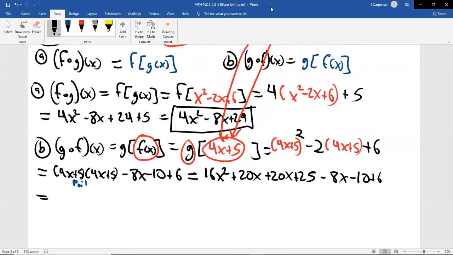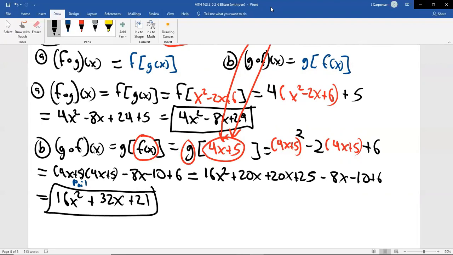That does say FOIL, not fail. So 16x squared. 20x makes 40x. 40x minus 8x is going to be a plus 32x. Then we have our 25 minus 10, which is 15. 15 plus 6 is 21. And that would be our answer.